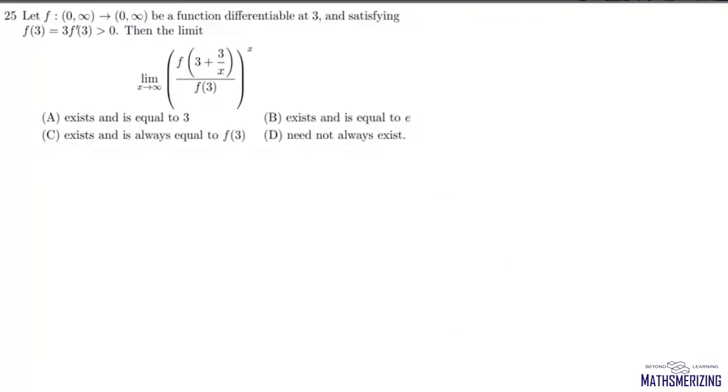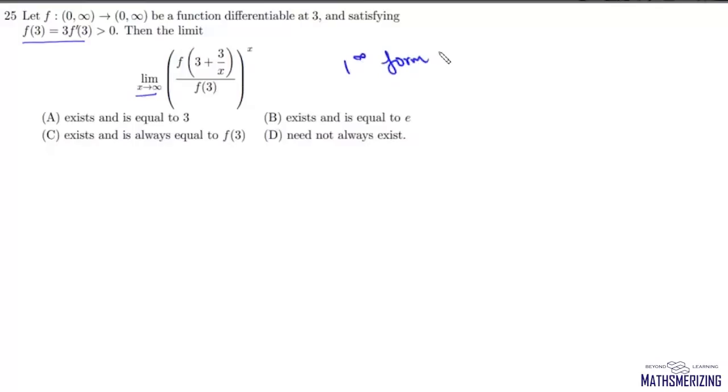Now question number 25 is, we are given this function such that f(3) equals 3 times f dash 3 and it is a positive number. Then this limit, x tends to infinite, (f(3 + 3/x) / f(3)) to the power x, is. Now if we look at this, it is a 1 to the power infinite form.